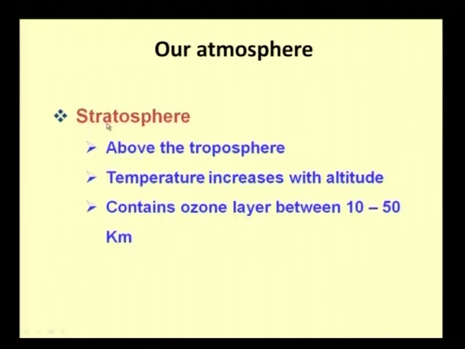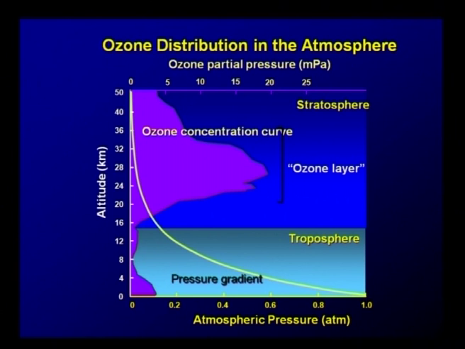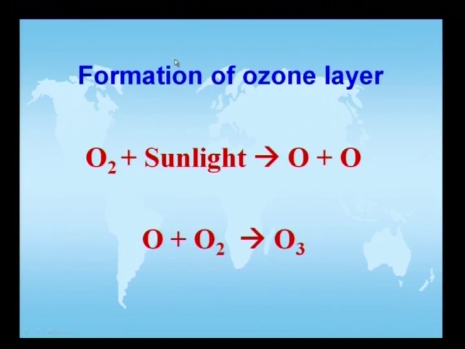Then comes the stratosphere. It is above the troposphere. The temperature increases with altitude and it contains the ozone layer between 10 to 50 kilometers. That is depicted in the diagram. You see, on the x-axis we have taken the atmospheric pressure, on the y-axis the altitude, and here we have taken the ozone partial pressure. When we plot the ozone partial pressure, you can see that only in the stratosphere is the ozone concentration very large, so this diagram depicts that the ozone concentration is extremely high in the stratosphere. And now, how is ozone formed?